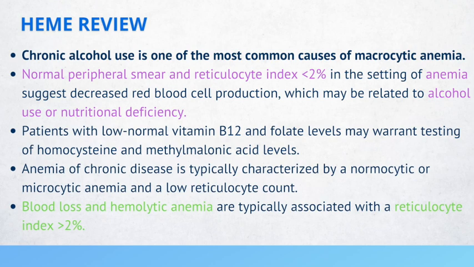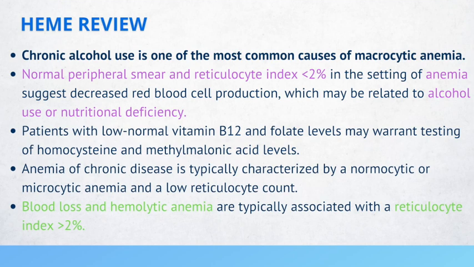So anemia of chronic disease is typically characterized by a normocytic or microcytic anemia and a low reticulocyte count. However, if a patient has a reticulocyte index greater than 2%, you want to consider blood loss and hemolytic anemia as possible causes of this finding.